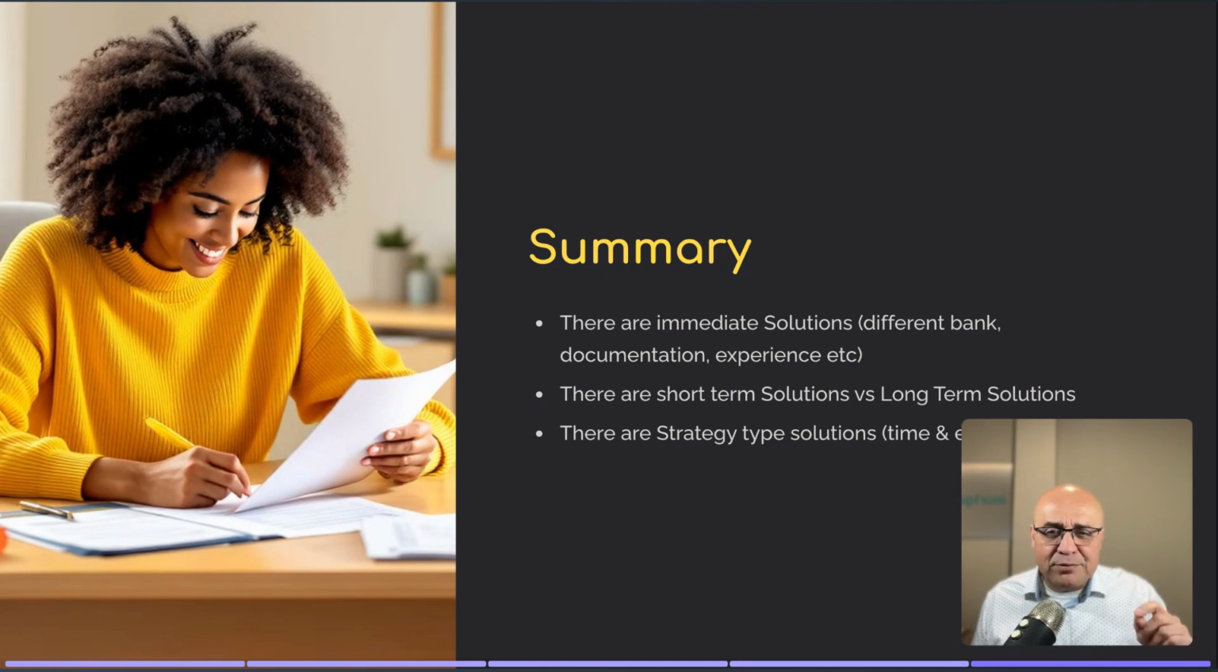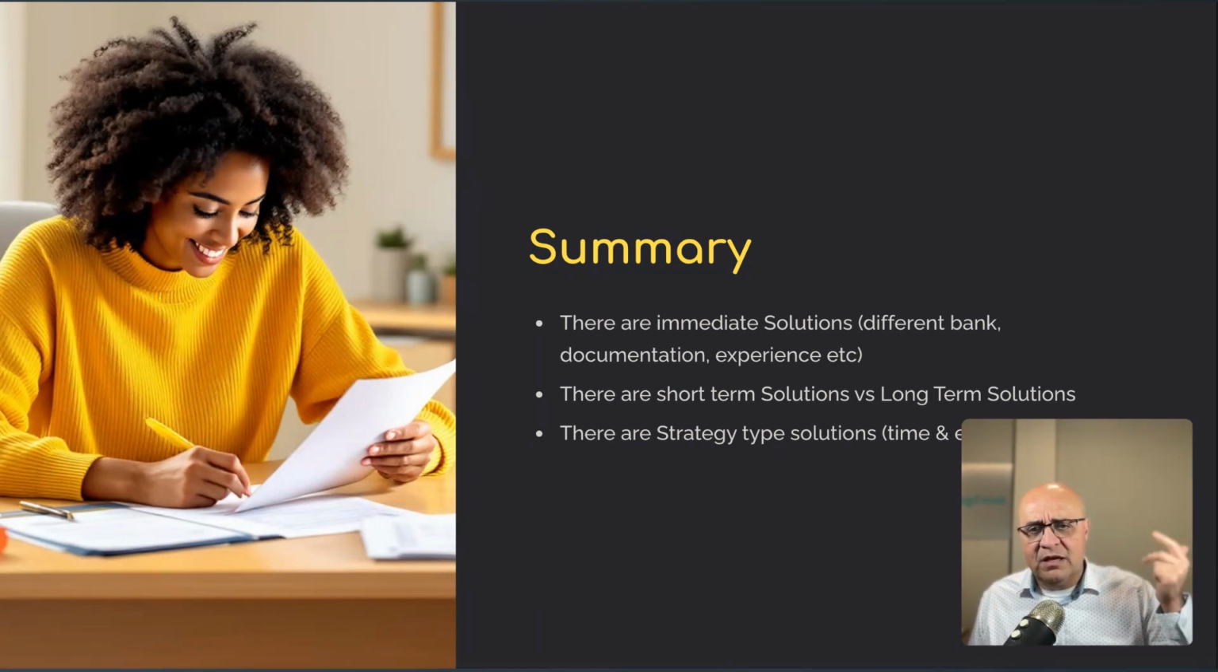If you have any problem with assets or liabilities, or income or debt or credit report, or property, or not the exact amount, or you just want to see more options, there's in general, at a very high level, 3 solutions. Number 1, immediate solutions: just by switching to another lender you can solve the problem. Those are solutions that we can implement right away, and that can come with documentation, experience, and a different bank and their guidelines. Number 2, there are short-term solutions.